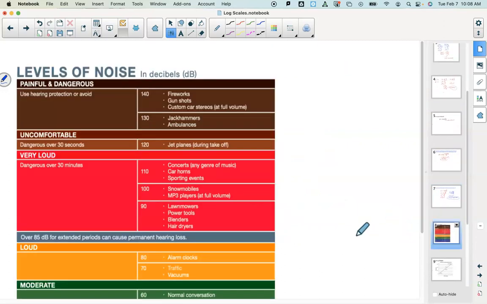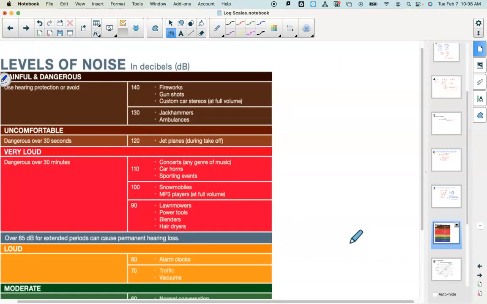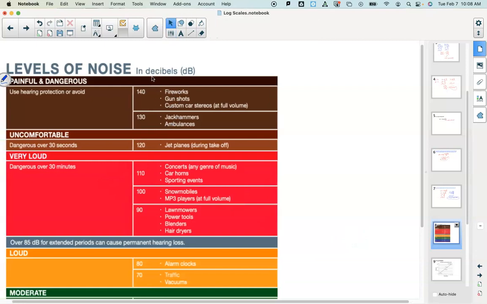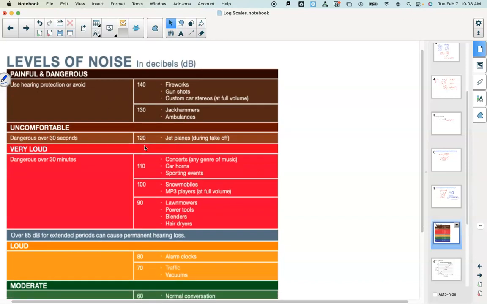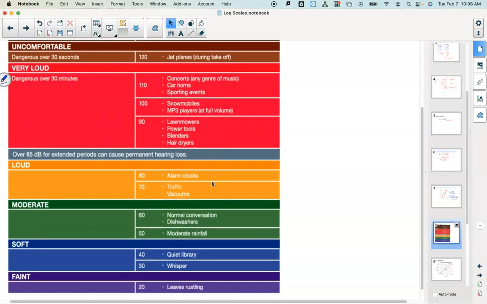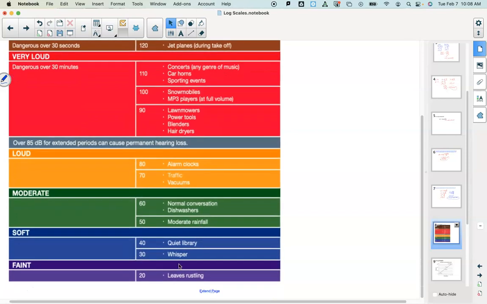By the way, if you're curious about levels of noise in decibels and how things compare, here's a little chart that's kind of interesting to look at. Our top one here is painful and dangerous sounds like fireworks, gunshots, custom car stereos at full volume, jackhammers and ambulances. Those are in the 130s to 140s. It's uncomfortable things like jets, things that are very loud, all the way down to leaves rustling at 20 decibels.